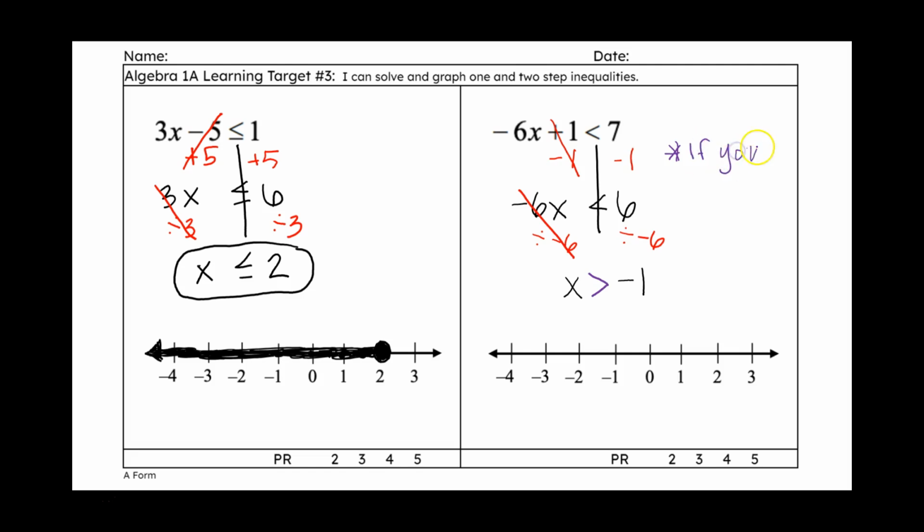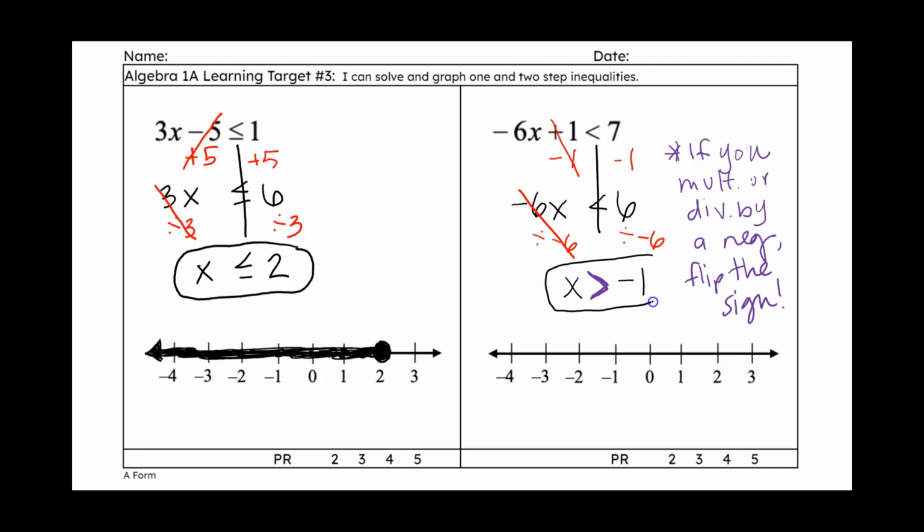If you multiply or divide by a negative, flip the sign. It's just one of those weird, quirky things in math that you kind of have to remember. So instead, now we've got x greater than -1. All right, so that's our solution set as an inequality. All values that are greater than -1 will work in this inequality.